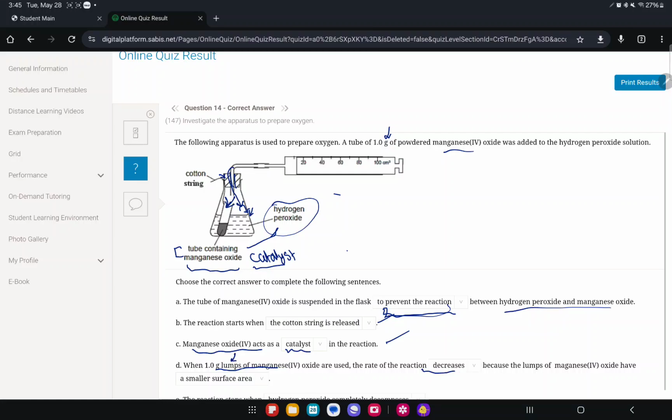Sorry, when 1 gram lumps of manganese oxide are used, what's going to happen to the rate of reaction? It's going to decrease. Why? Because they said lumps. What do lumps mean? It means big pieces, bigger pieces. It means lower surface area. That means less reaction rate. So the reaction rate decreases because it has smaller surface area.